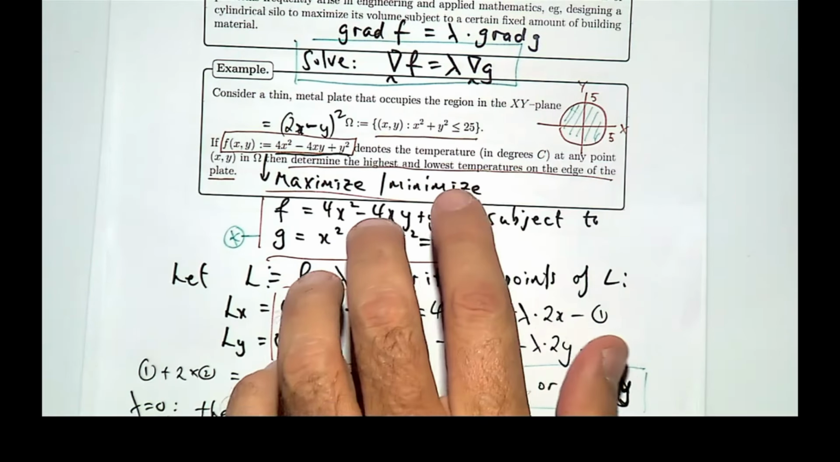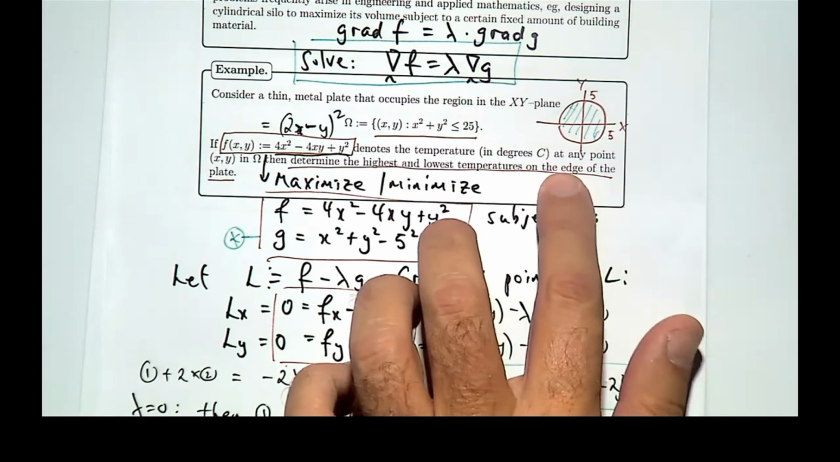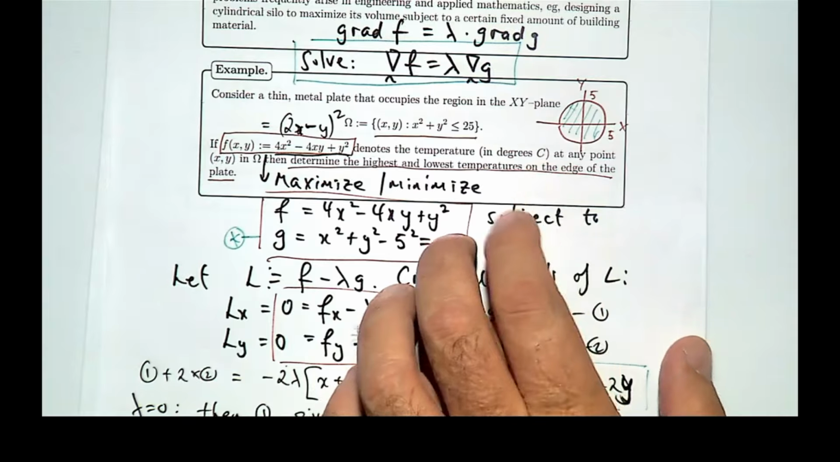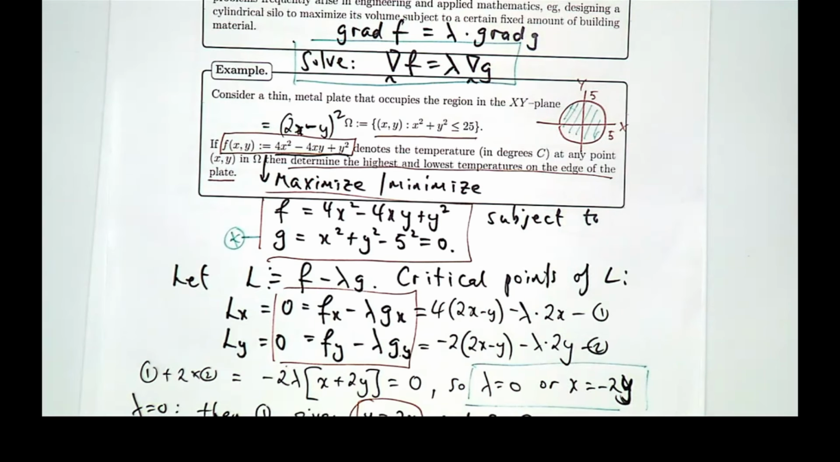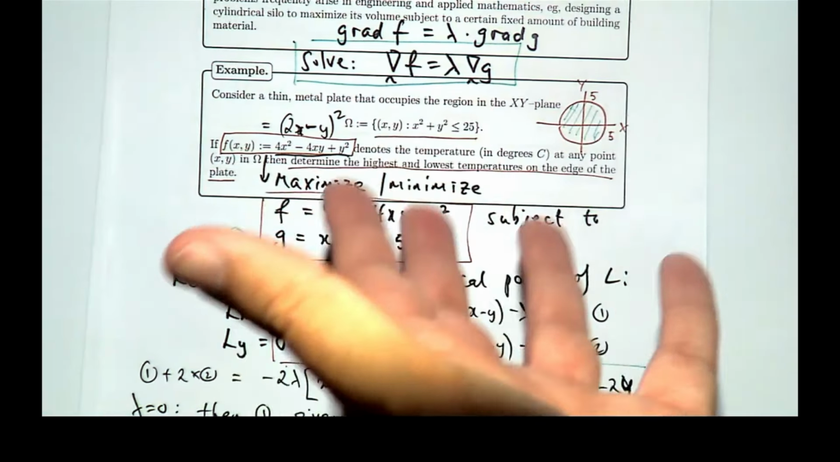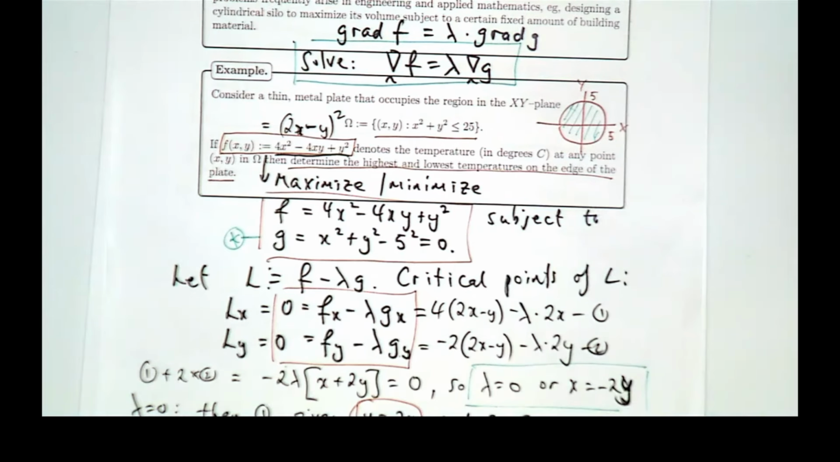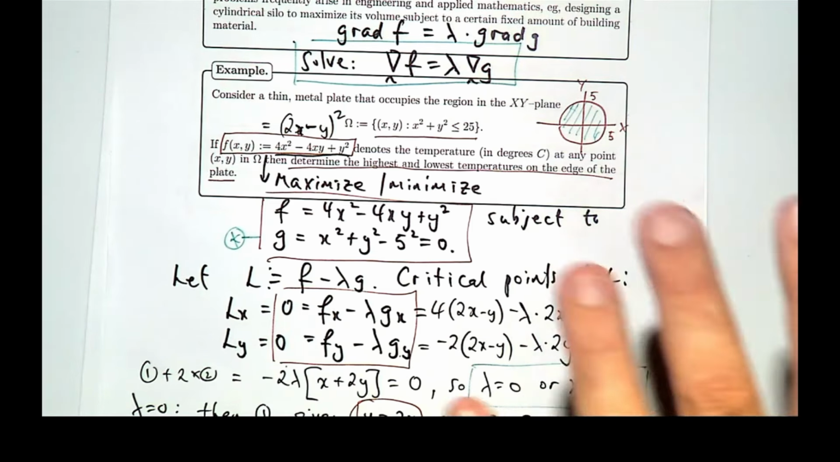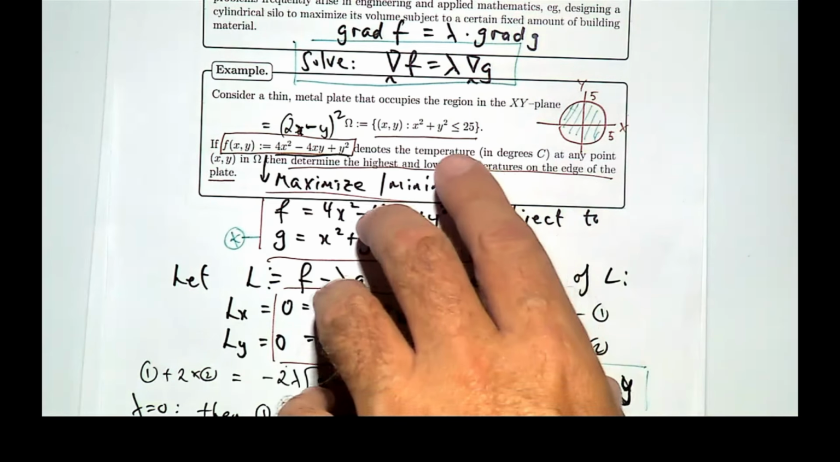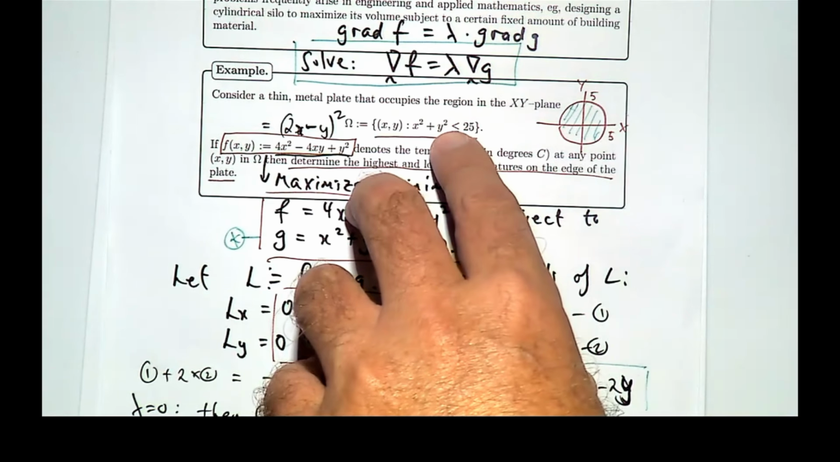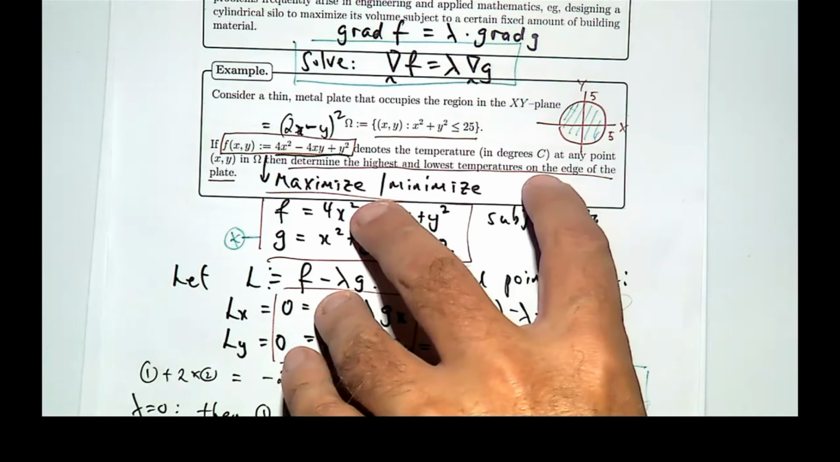But the question says, what happens at the edge of the disk? So we actually don't care what happens on the interior, right? We don't care. If you did care, then the Lagrange multipliers wouldn't work, right? So don't get fooled by that. Make sure you read the question carefully.